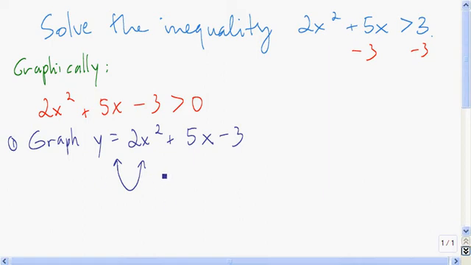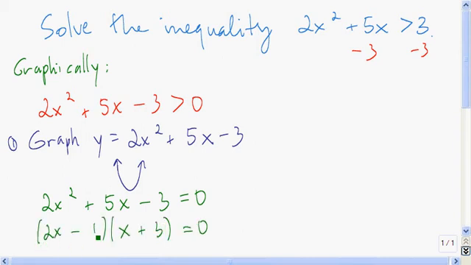So to get some precision to it, I'm going to find the x-intercepts of the parabola. Finding the x-intercepts is the same thing as solving the equation 2x squared plus 5x minus 3 equals 0. To solve this, we'll factor it, so you should pause it right now and do that by trial and error. So you should get 2x minus 1 times x plus 3 equals 0, and the solutions to this are x equals 1/2 from this one, and x equals negative 3 from this one.